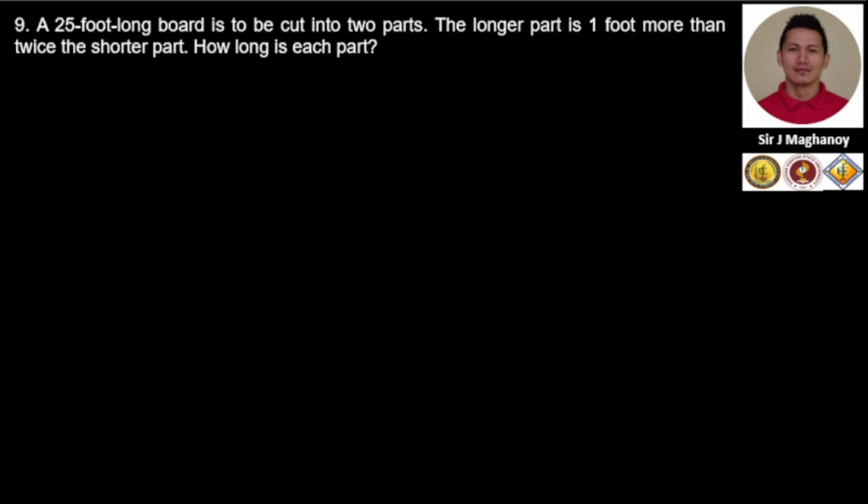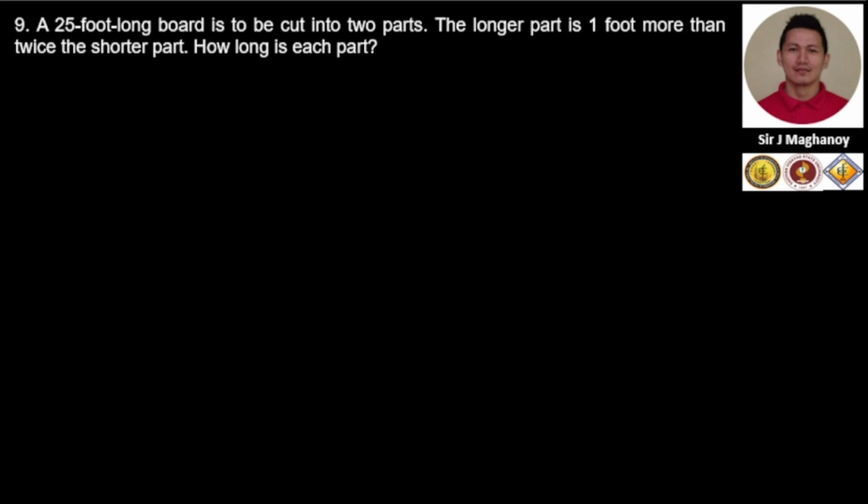Supplementary problem number 9. A 25-foot long board is to be cut into two parts. The longer part is 1 foot more than twice the shorter part. How long is each part?